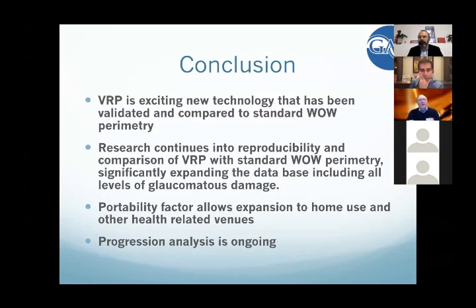So what's our conclusion? Again, this is exciting new technology for us. I remember in 1982, when I did my fellowship, we had an Octopus machine. It was the first one in the country, 1982, and it was static automated perimetry. Everything was Goldmann before that. And with this newer technology, the virtual reality platform, I think is the next really big leap away from the standard white-on-white projection perimeters.